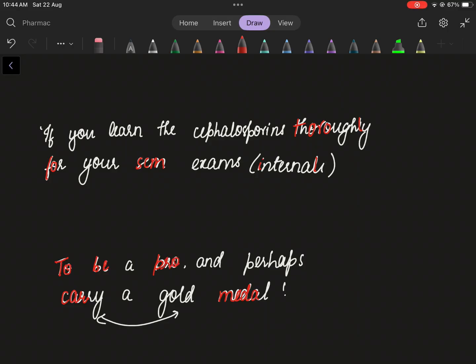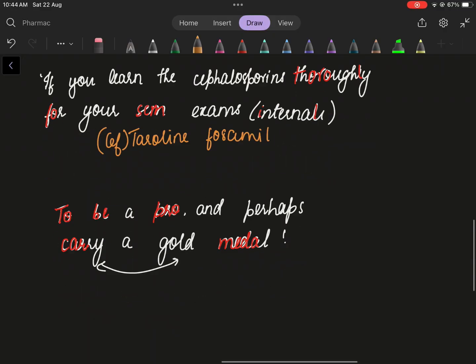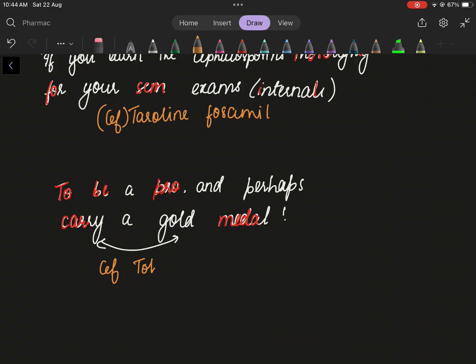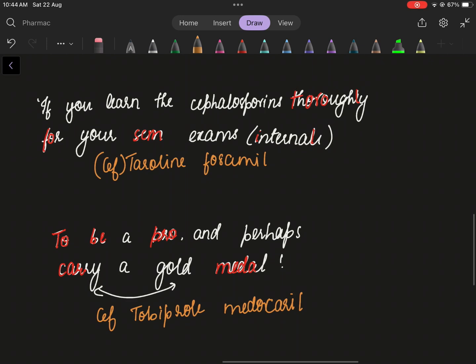Let me turn this also into red real quick. So why all this hungama? It goes ceph, of course, taroline for salmon and ceftobiprole, medocaril. These are the last two drugs. So if you learn thoroughly for salmon, tobiprole and medocaril, that is carry a gold medal.